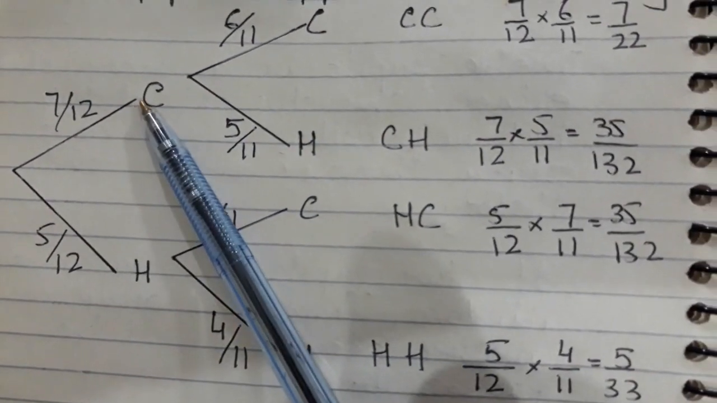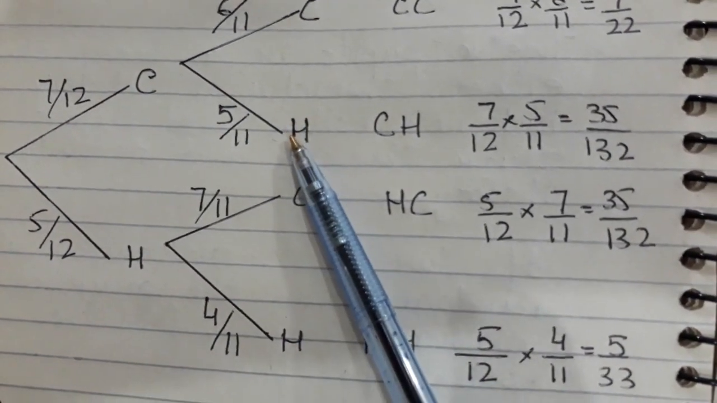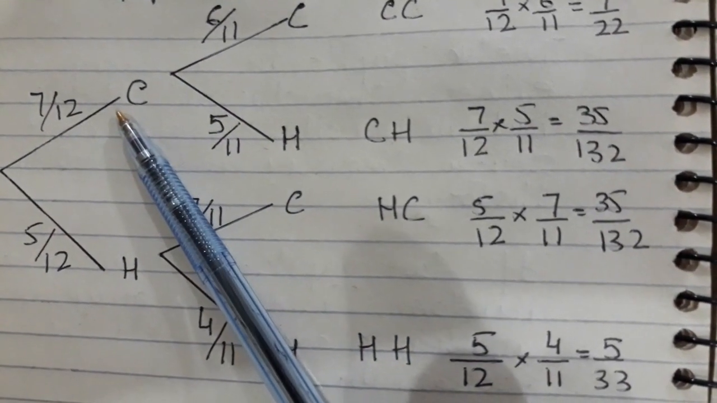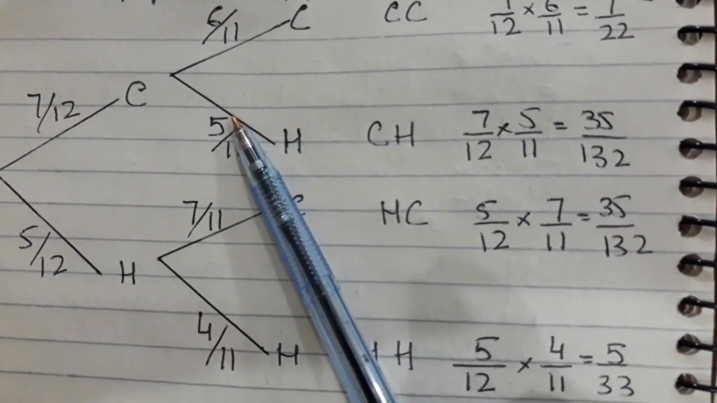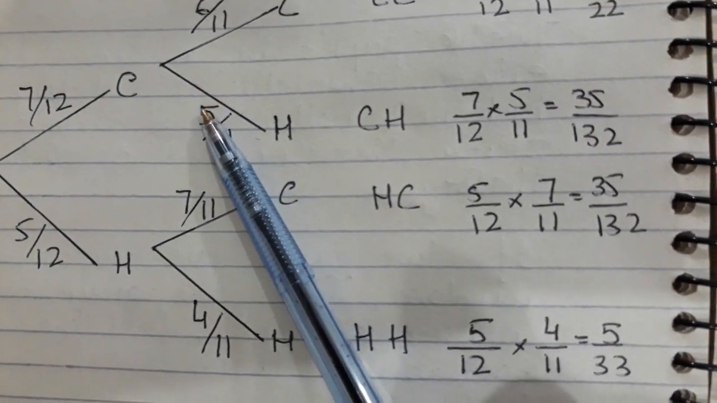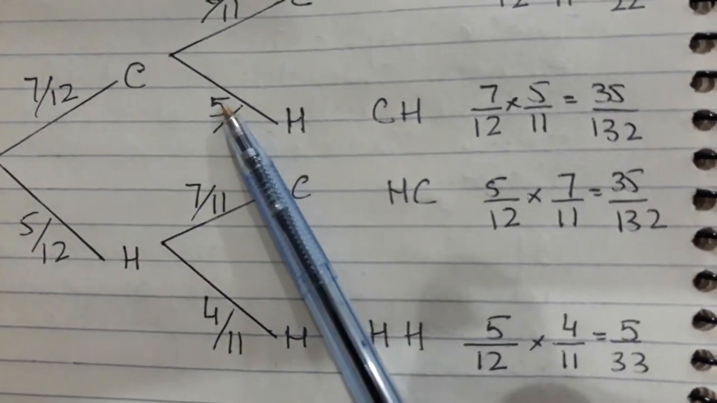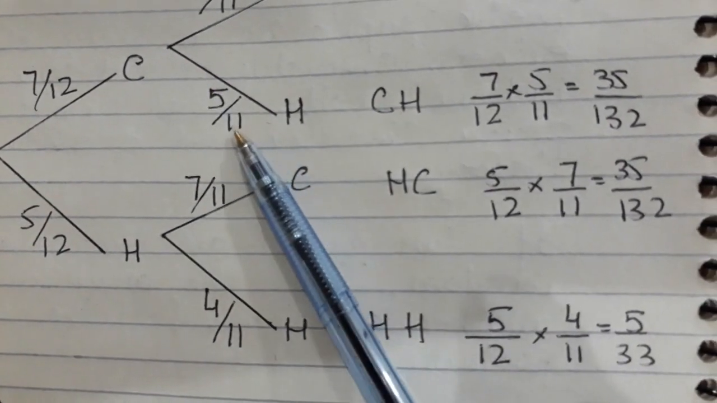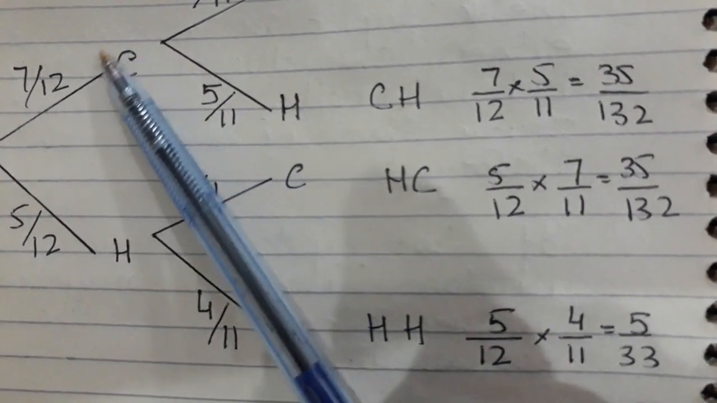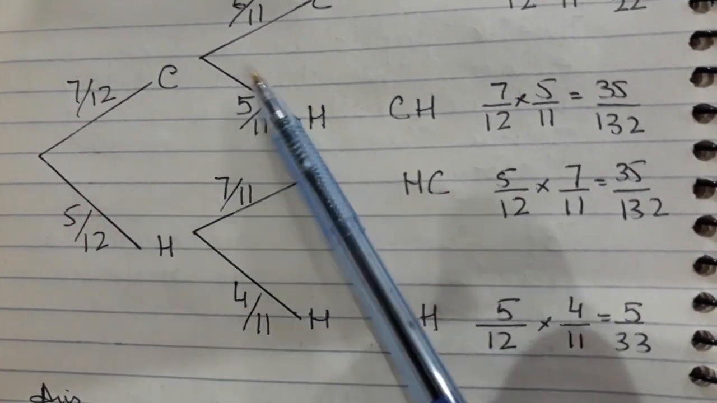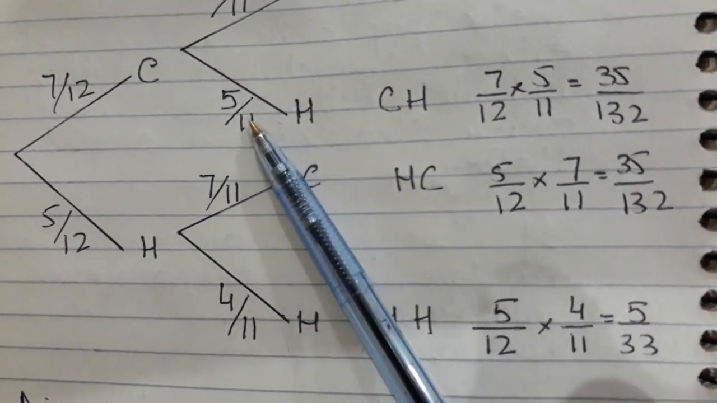Now, if the second time you are picking up history, whereas the first time it was chemistry, the chemistry students have reduced, but the history students are still the same, 5 in the group. So it will remain 5 out of 11, because one chemistry student has gone, but the history students are still the same in the class, which is 5. So it is 5 out of 11.